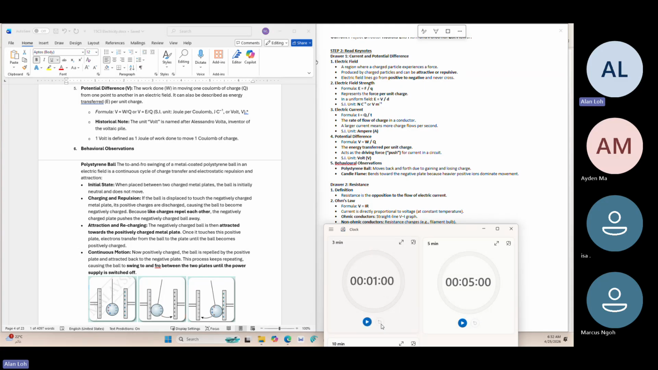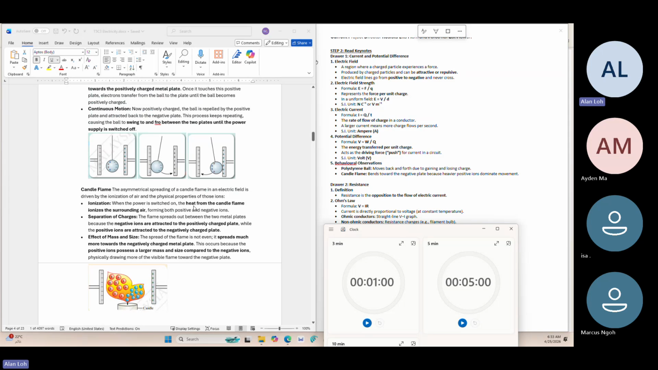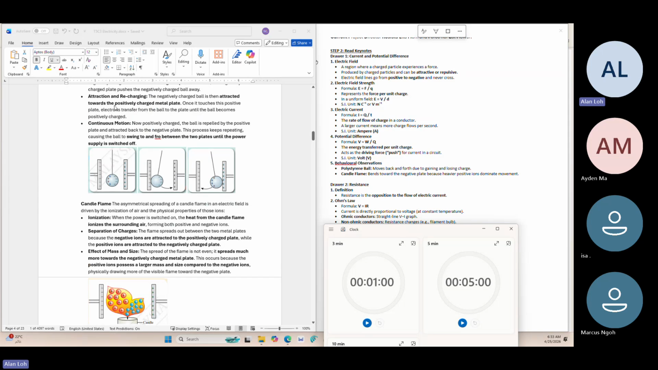So by now you should have a little bit more understanding about potential difference. Potential difference is an energy transfer per unit charge. And what is this unit charge that we are talking about here? The Q. Let's do the candle flames plus some part of the polystyrene balls for 1 minute.